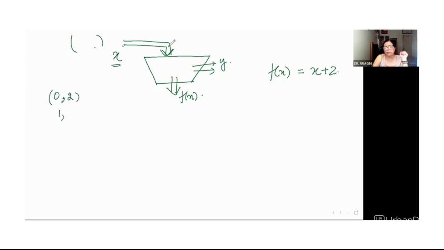If I put 1 into this machine, what output will I get? 1 plus 2, 3. This is the function that the machine is performing right now. It is adding 2 to the given value. This is what a machine is meant for. Whatever programming we do to the machine, it gives the output in the prescribed manner. So input is 1, output is 3. Input is 2, output is 4.